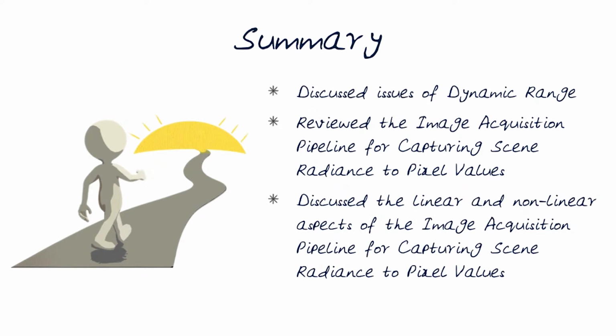We basically talked about a variety of linear and nonlinear aspects of the image acquisition pipeline. Again, remembering that really what we want to do is capture the scene radiance of a real scene and convert it to the pixel values, and how the whole pipeline works and how we can represent and model this.